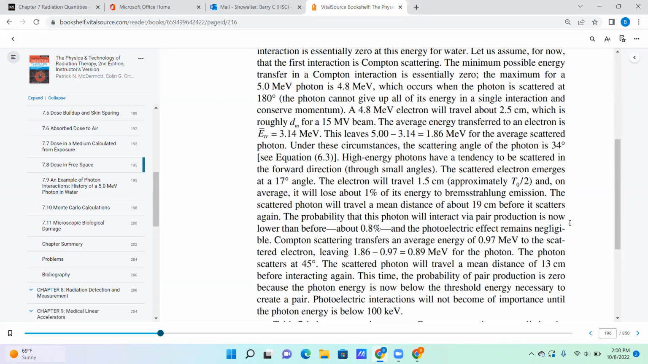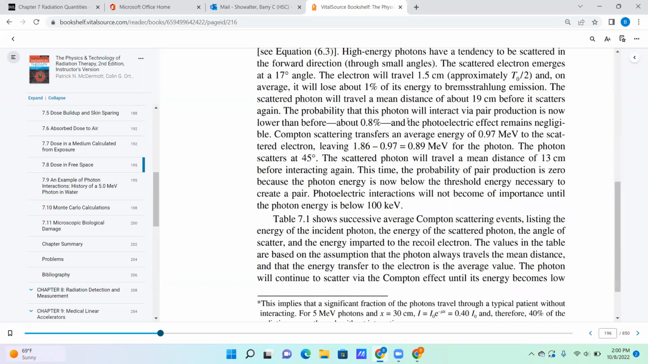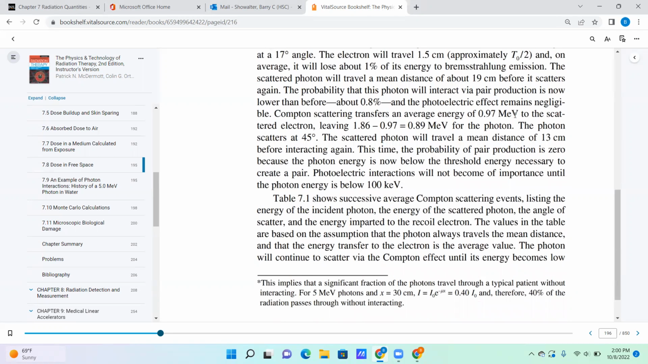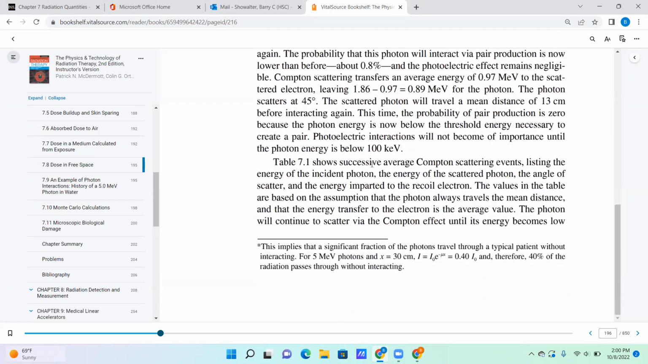The probability that this photon will interact via pair production is now lower than before, and photoelectric effect remains negligible. Compton scattering transfers an average energy of 0.97 MeV to the scattered electron, leaving 0.89 MeV for the photon. The photon scatters at 45 degrees. The scattered photon will travel a mean distance of 13 cm before interacting again. This time, the probability of pair production is zero because the photon energy is now below 1.02 MeV. Photoelectric interactions will not be of importance until the photon energy is below 100 keV.